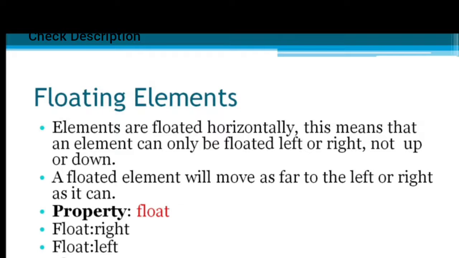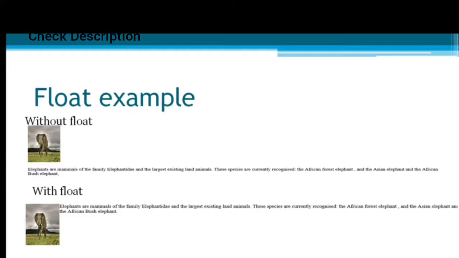Now let's just go through this. The elements are floated horizontally, which means an element can only be floated towards the right or towards the left, not towards the top or the bottom. And a floated element will move as far to the left or to the right as it can. The property that we'll be using is float, and the values can be left, right or none. Now for example, we can see this.